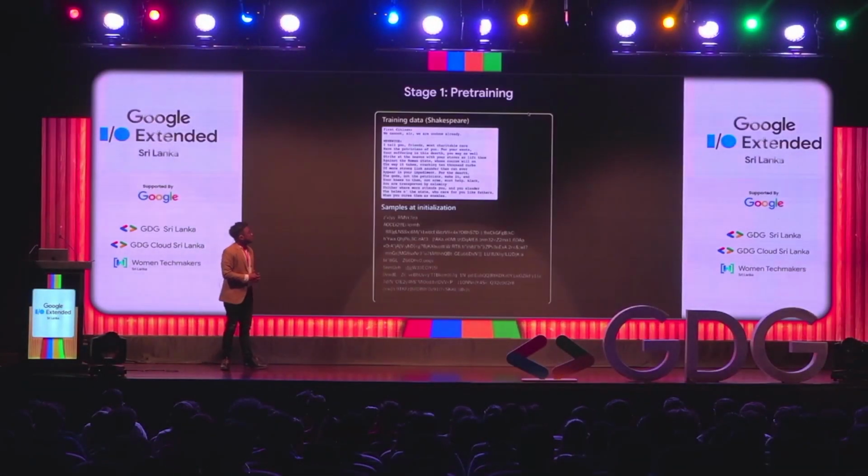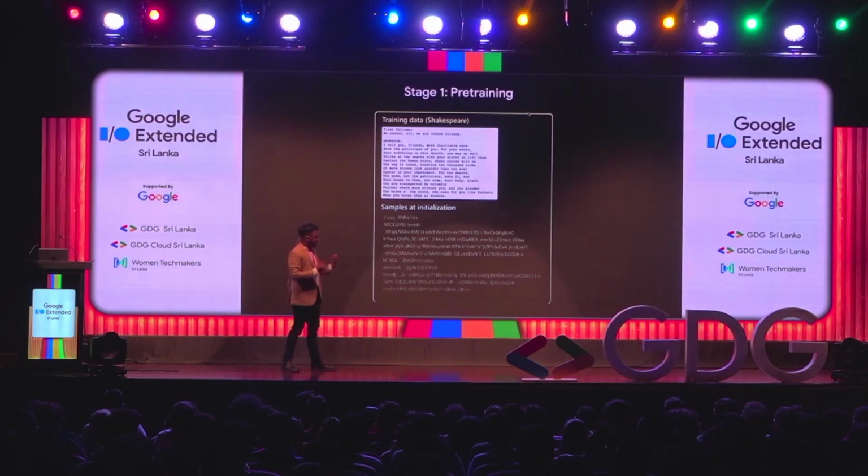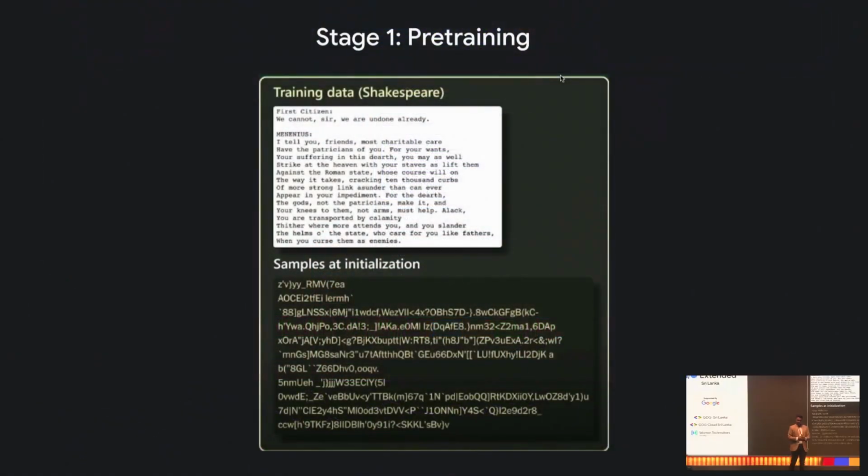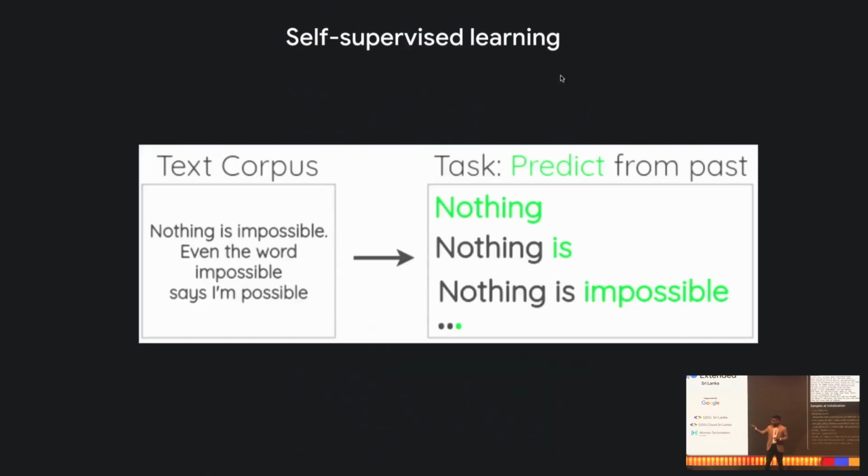So like we saw in the previous talk, the first step of training any LLM, any large language model, is basically next word prediction, right? You feed the large language model massive chunks of text from the internet, and you simply ask it to predict the next word. So in this case, you have a Shakespeare text, you ask it to predict the next word, and at initialization, when you first run the model, it doesn't work really well, it just puts out random characters. What you do then is you train the model to use the previous words to predict the next word. This is called self-supervised learning.